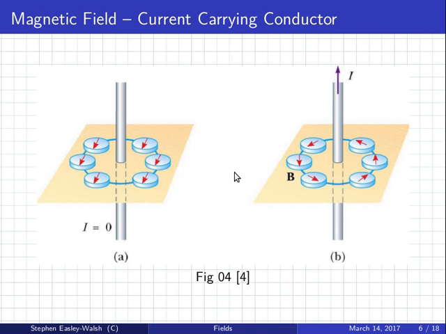I would like you to draw this picture. It's a very simple experiment to show that the current produces a magnetic field. The more charges, the more magnetic field. More magnetic field means stronger? Well, we haven't talked about strength and things like that yet.